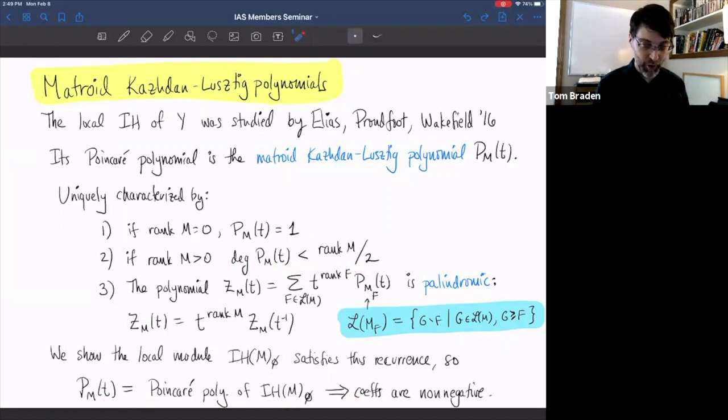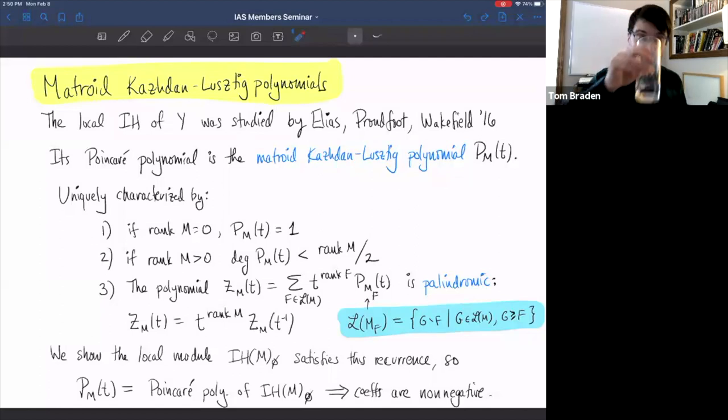And that proves that these coefficients are non-negative, which was conjectured but not proved in the original paper. So they were able to define this polynomial, but it was an open question when they defined it: do they have non-negative coefficients? And now we have an interpretation of them as dimensions of graded spaces of this module.